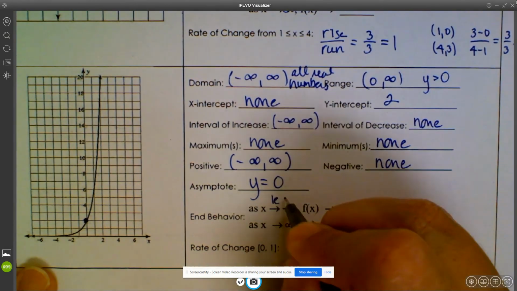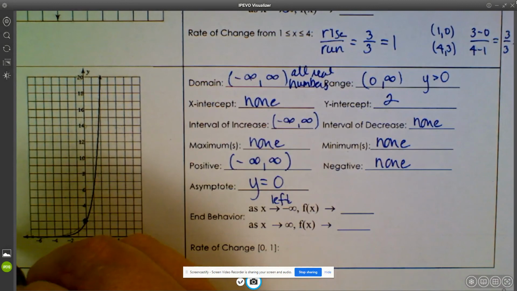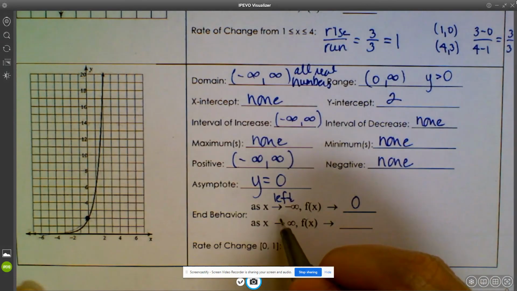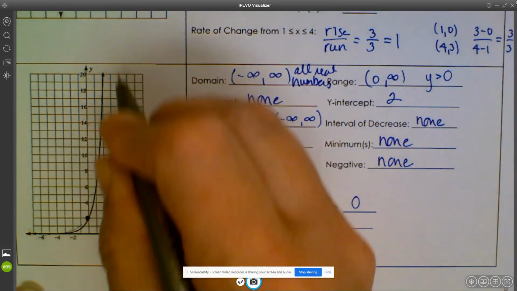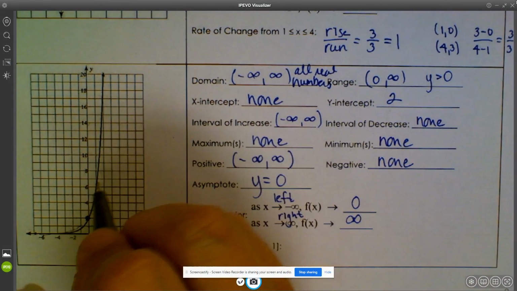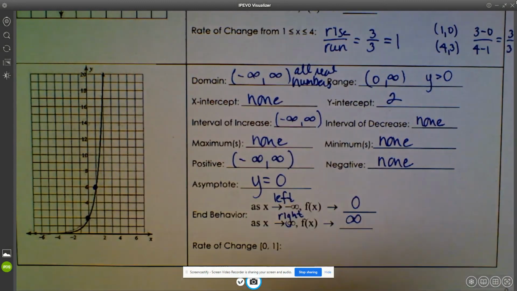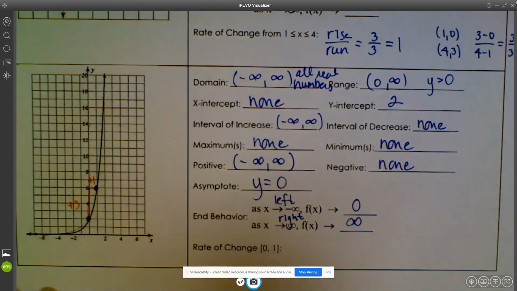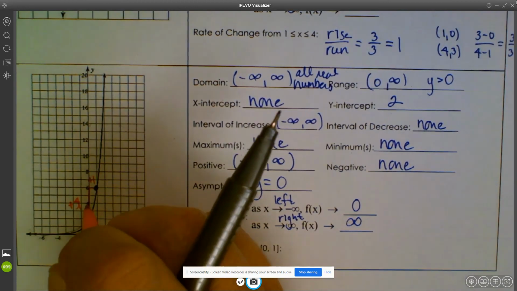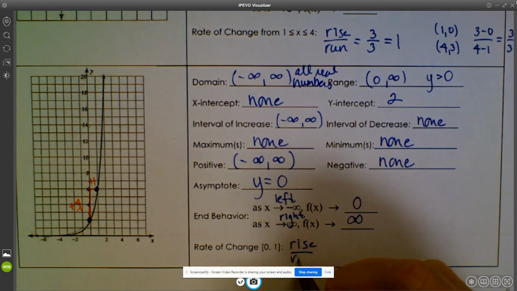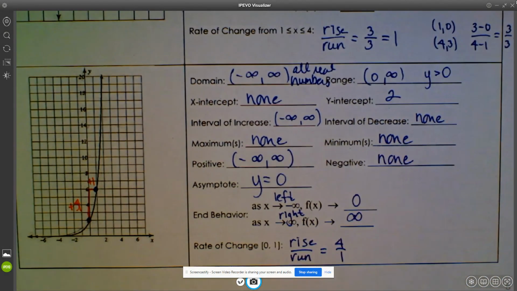What is my asymptote? Well, for this function, the asymptote is y equals 0. And end behavior. As x goes left, what happens to the y coordinate? It levels out at 0. And as x goes to positive infinity, or to the right, we're going to go on forever. And then our rate of change from where x equals 0 to x equals 1, well, we go up 3 and to the right. Nope. We go up 4. 1, 2, 3, 4, and to the right 1. So my rise over my run is 4 over 1.